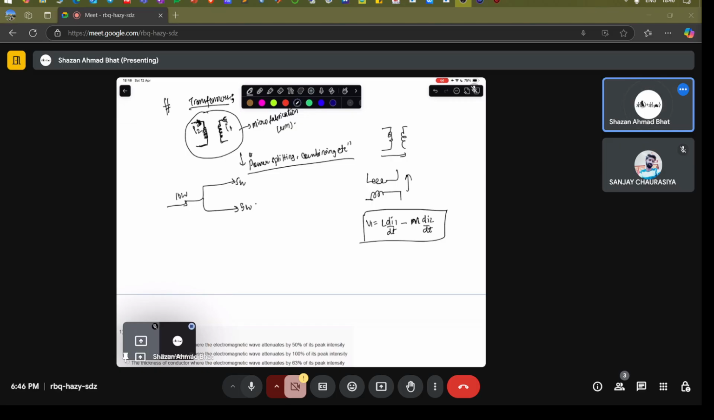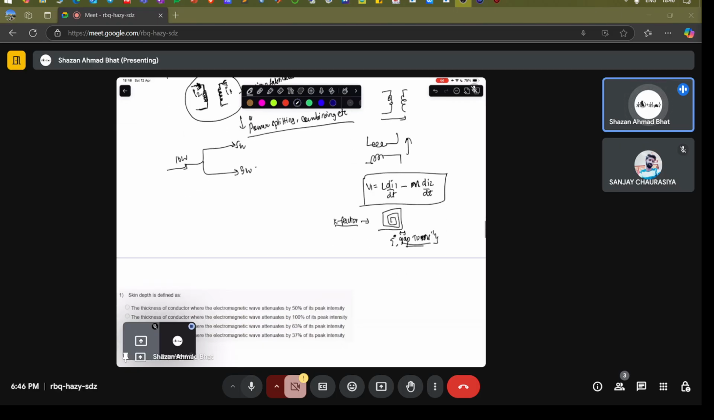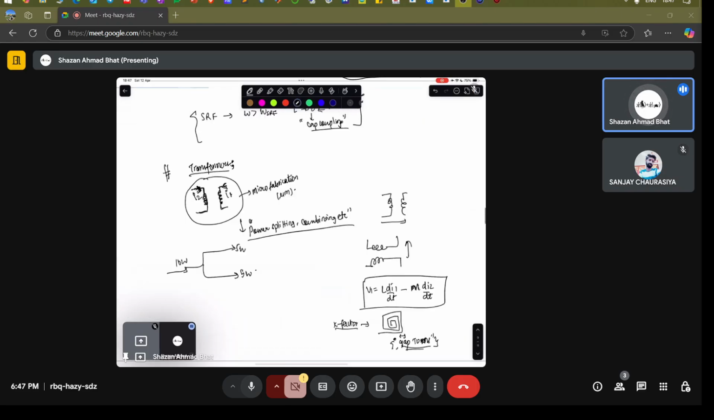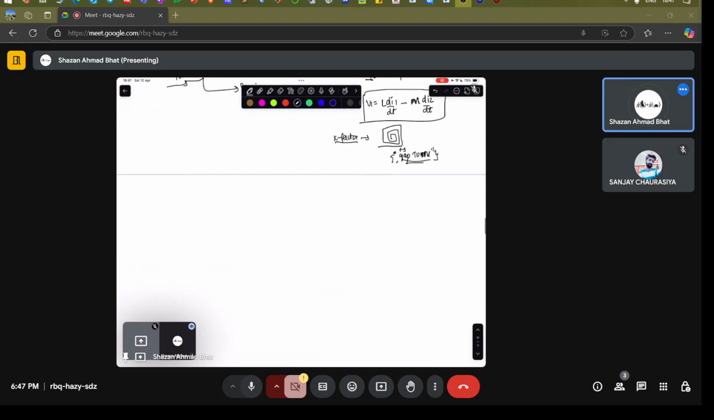Now the K factor of a transformer depends upon the gap and turns. If you have a spiral inductor, then it depends upon this particular gap and turns. That's why these dimensions are important, because they determine the coupling in these transformers. I don't think this has been covered in detail, so there is no need to worry about this particular topic.